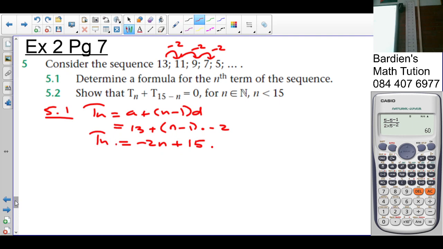Now in 5.2, it says show that Tn plus T15 minus n is equal to 0 for n an element of the natural numbers, which is the case normally, but n is less than 15. Okay, this is the condition that needs to be met. It has to be less than 15. Why must it be less than 15? Who can tell me why n must be less than 15?